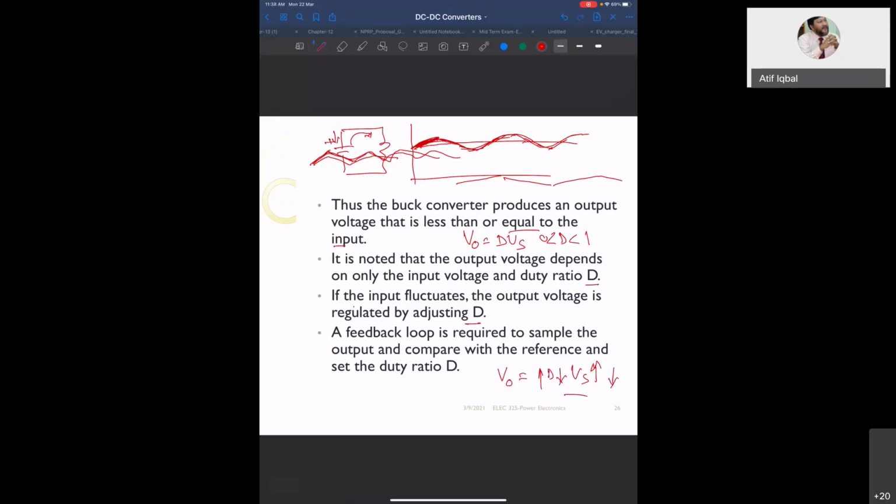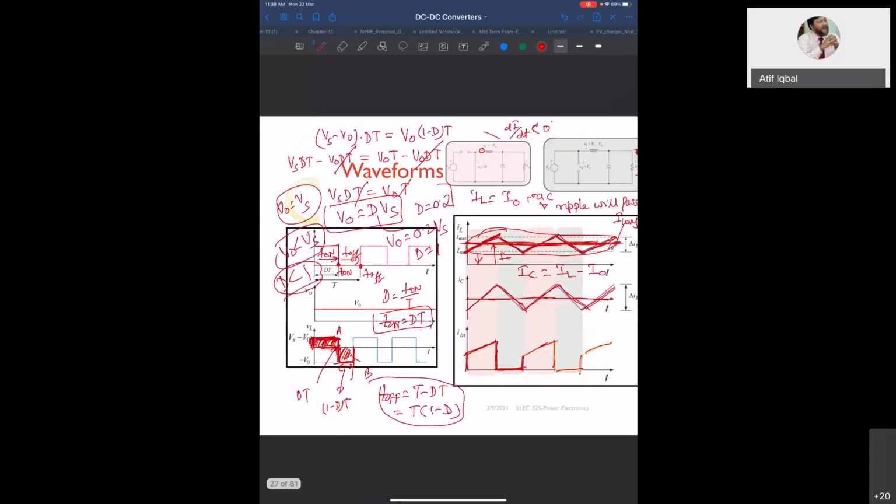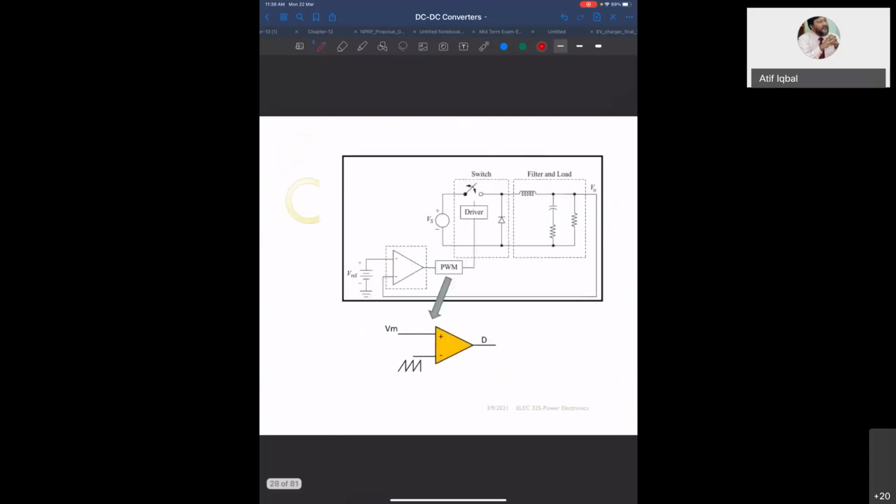Okay. So a feedback loop is required to sample the output, compare it with the reference, and adjust the duty ratio. So this is the closed loop control. So how do you do the closed loop control if there is a change in the input voltage? This is the control technique shown here, that you have the reference voltage, and then you compare this reference with your output, so that the error comes here.